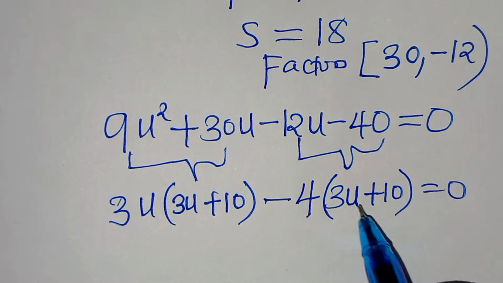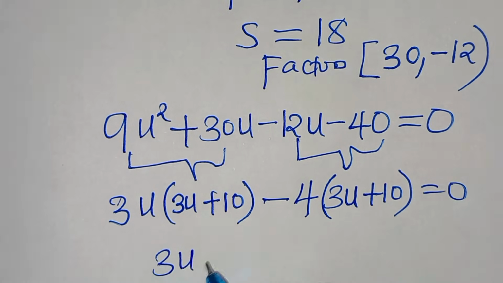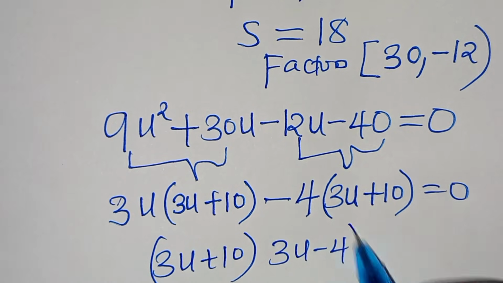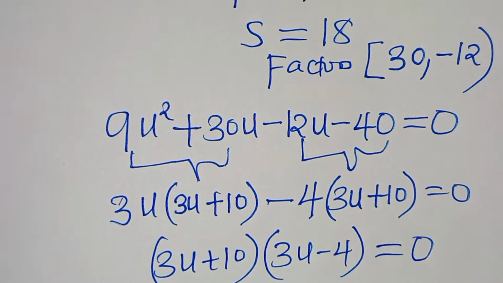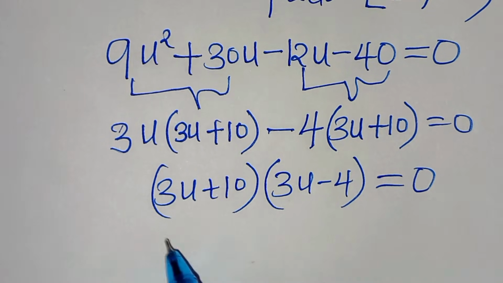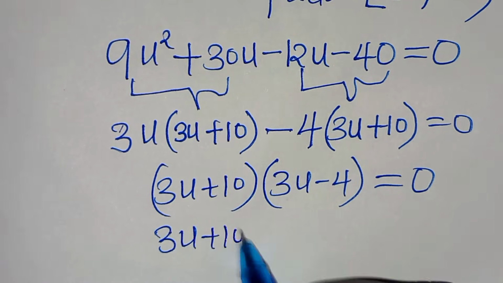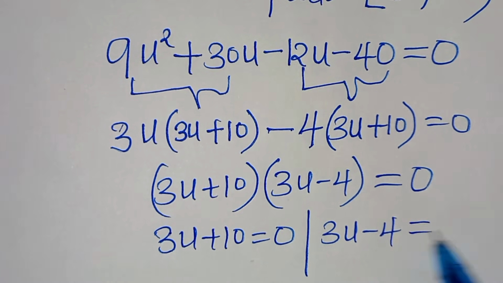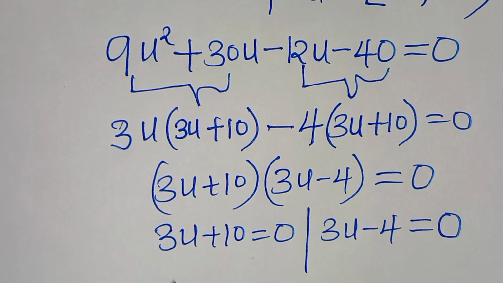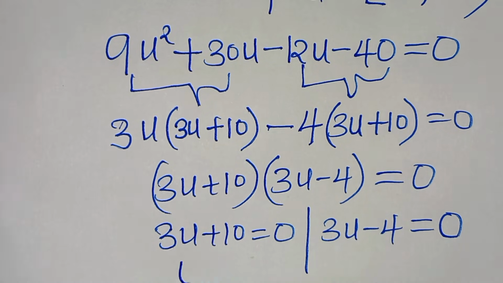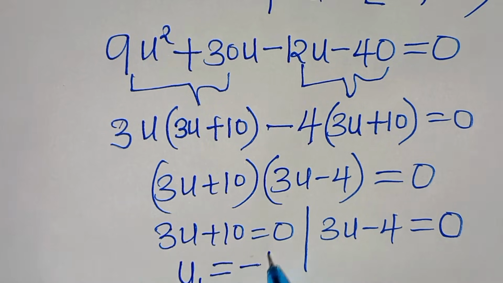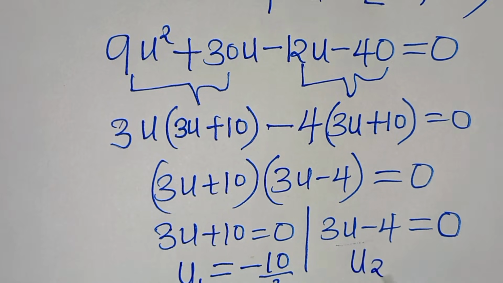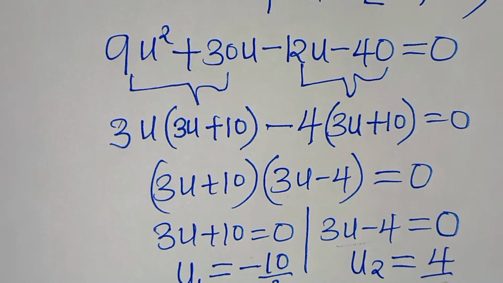So 3u plus 10 is common here. So we can factor out 3u plus 10. And then we have 3u minus 4. This is equal to 0. So we have two parts here. The first part is 3u plus 10. This is equal to 0. And we have 3u minus 4. This is equal to 0. From the first part here, we have that u1 is equal to minus 10 over 3. And the second part here, we have that u2 is equal to 4 over 3.